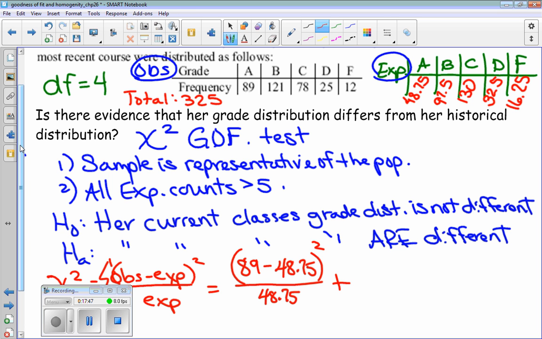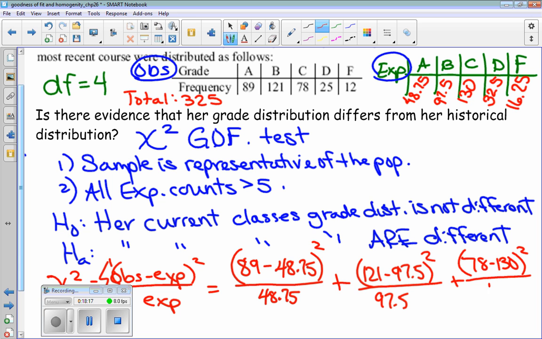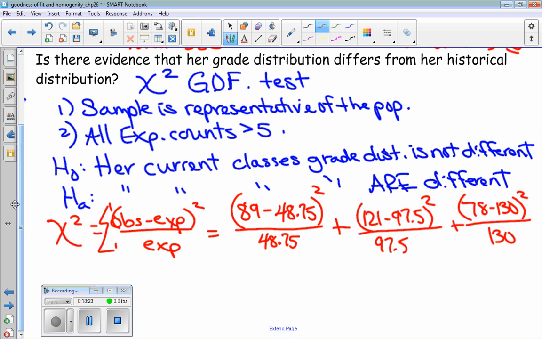Now I'm going to do the same thing with my B's. 121 minus 97.5, quantity squared, divided by 97.5, plus, we okay with what I'm doing? Is using the formula, observed minus expected squared. So I've done A's and B's, now I have to do C's. So 78 minus 130, quantity squared divided by 130. We okay so far? Plus, then we have to do D's, and then we have to do F's.